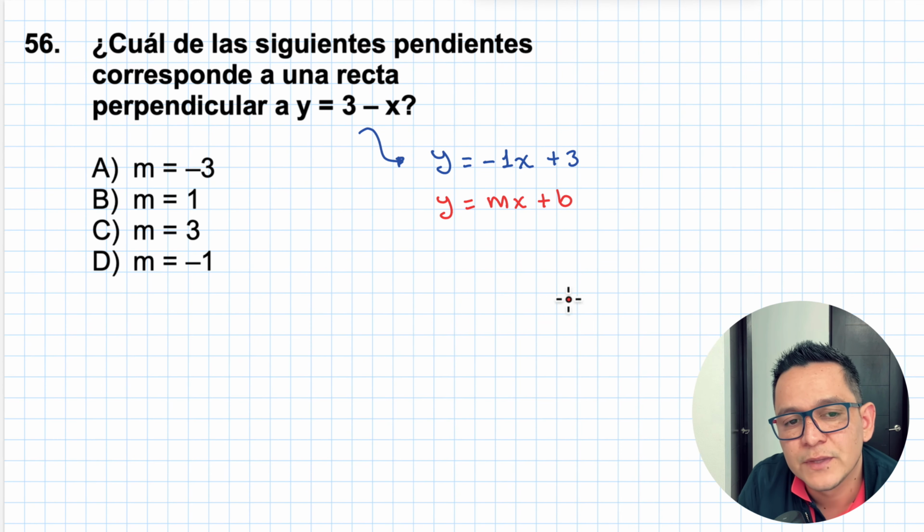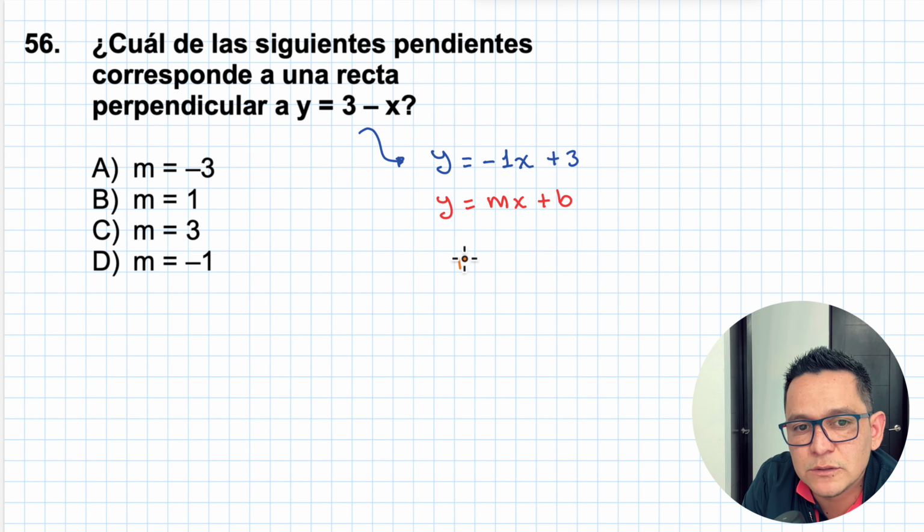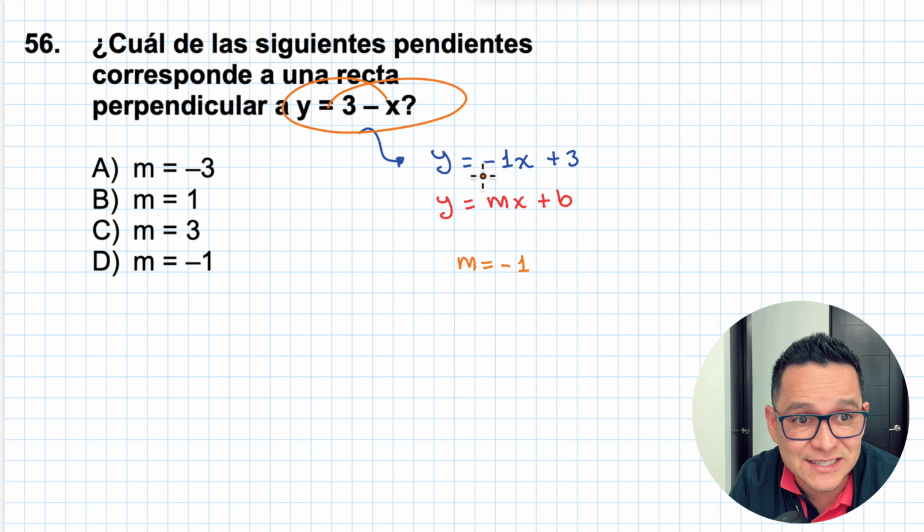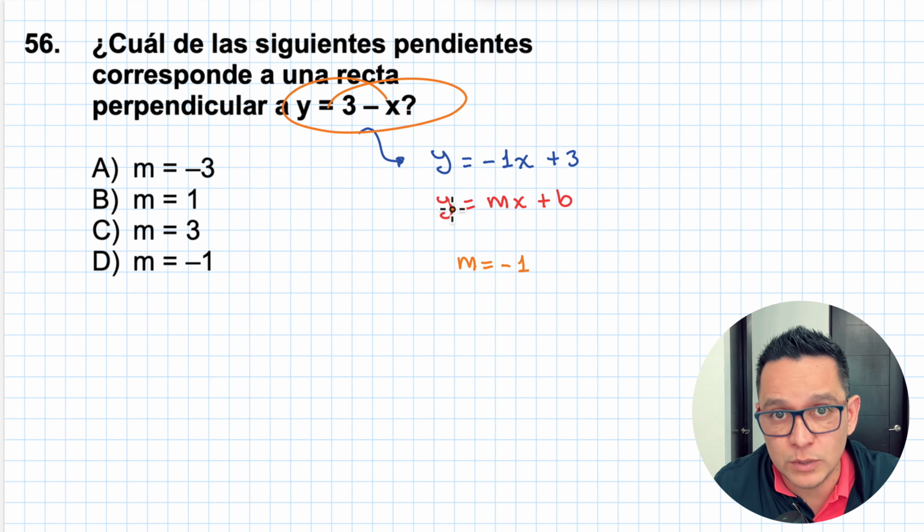I just wrote it like this so that it looks a lot like the form y equals mx plus b. So what am I saying with that? Well, that m in this case is equal to minus 1, and b equals 3. So the slope is minus 1 for that line, but I don't want to know the slope of this line, but rather the slope of the line that's perpendicular to it.